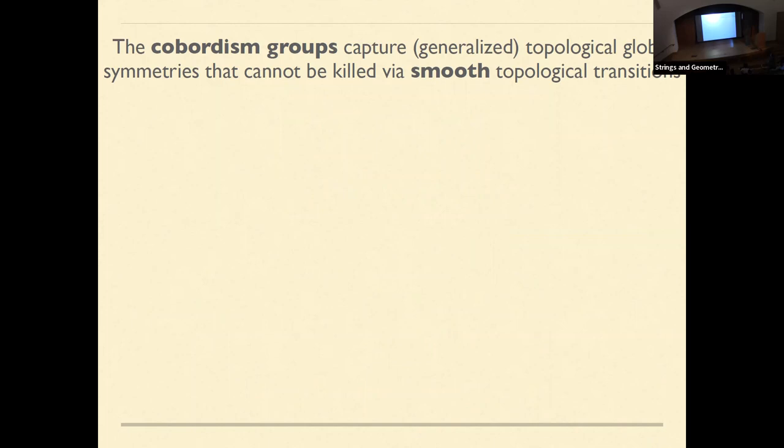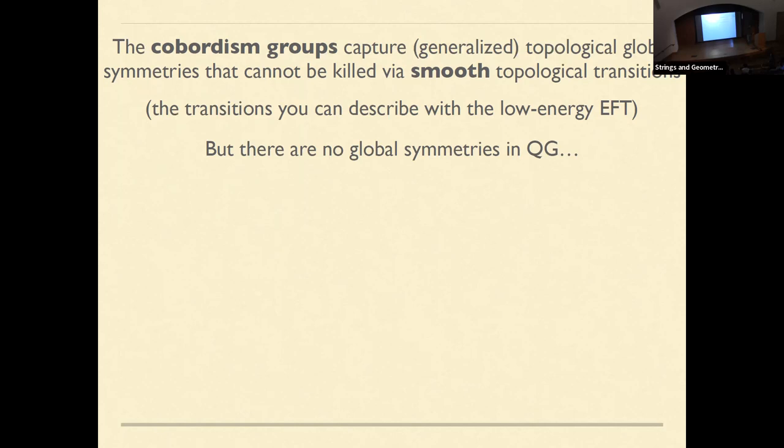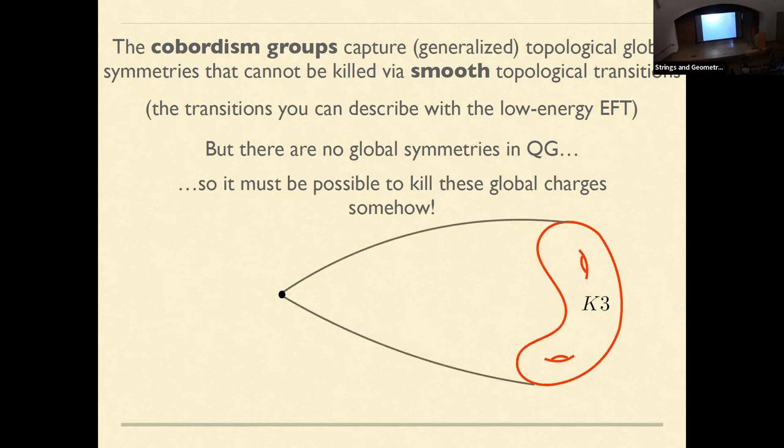So this is why the cobordism groups are important. They capture the global symmetries that cannot be captured by smooth topology change transitions in effective field theory. But we believe there are no global symmetries in quantum gravity. And if we believe that, then for this K3 guy too, somehow we must be able to make it disappear, to exhibit that it's the boundary of some other thing.